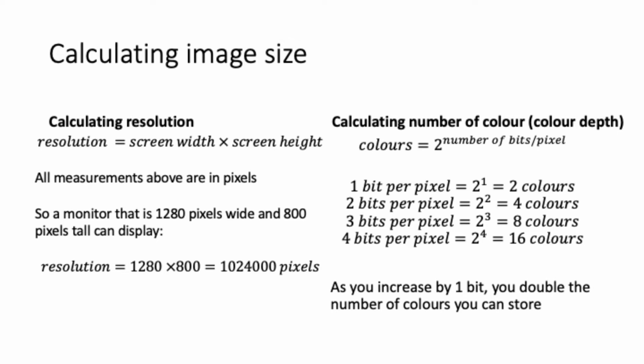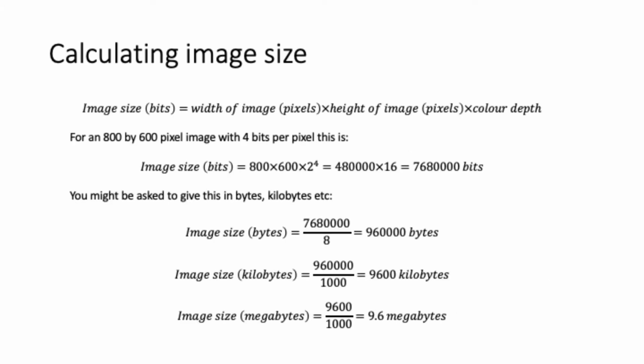All of that helps us understand how we can start to put together the image size and eventually the file size. Okay, so what do we need to do to actually calculate the image size? Well, it's a fairly easy process. The image size in bits is the width of the image in pixels times the height of the image in pixels times the colour depth.